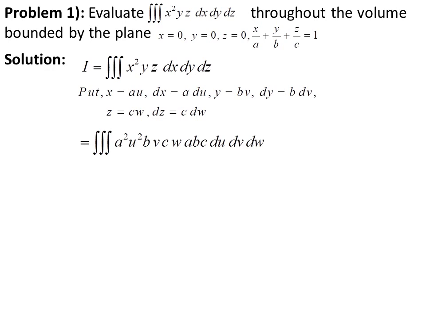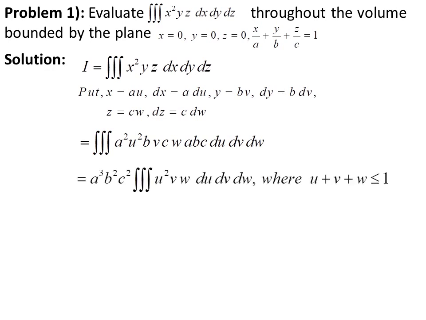Now our integrand will become like this. Triple integration a square u square, for x square we are replacing that, y we are replacing with bv, z we are replacing with cw, and dx dy dz, this product will be replaced by a into b into c into du dv dw. Taking all constants outside, a cube b square c square, triple integration u square v into w into du dv dw, where u plus v plus w is less than or equal to 1 we can consider.